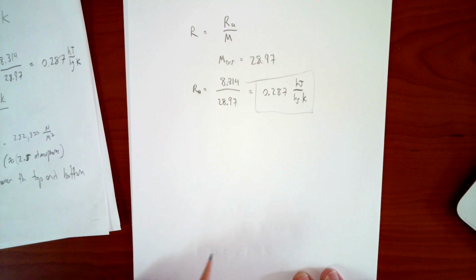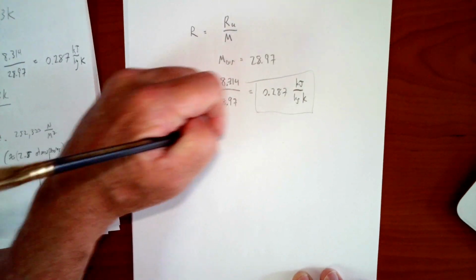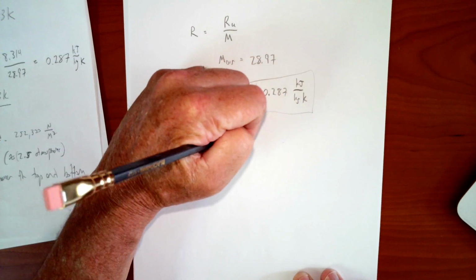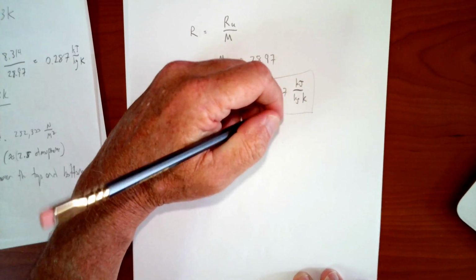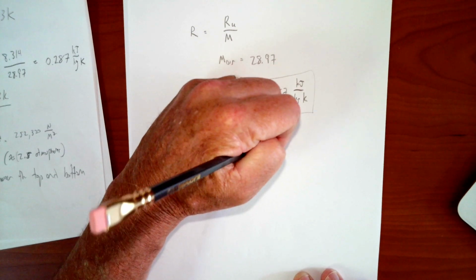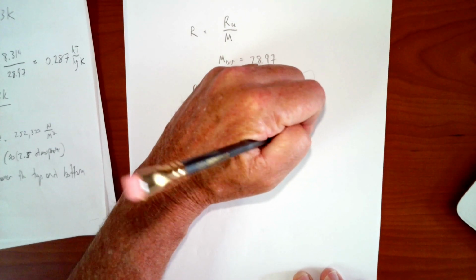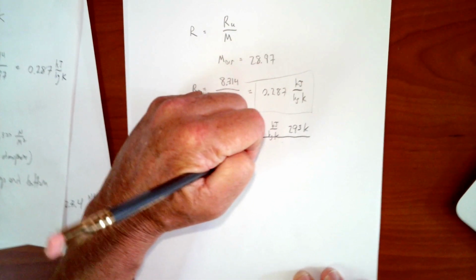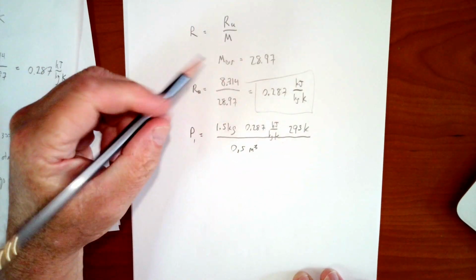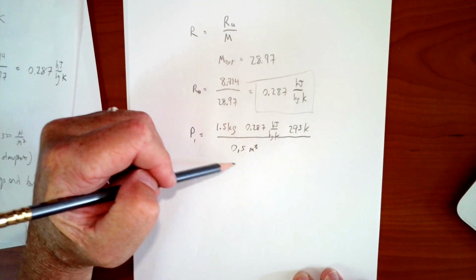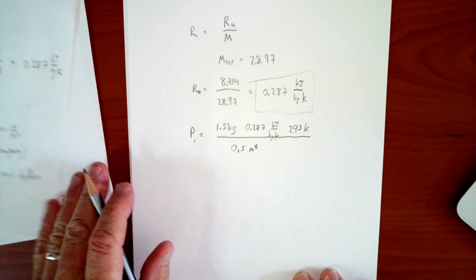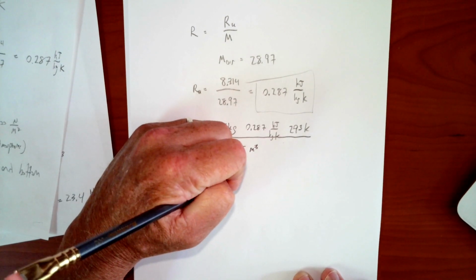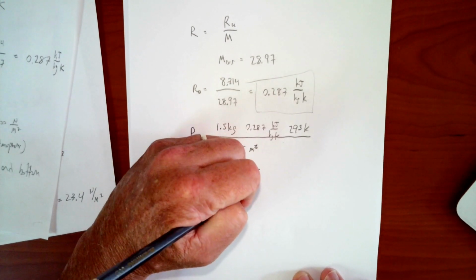So that's our R value, and we plug all that back into our ideal gas relationship. We have 1.5 kilograms of mass, 0.287 as our R value in kilojoules per kilogram Kelvin, and 293 Kelvin, and that's all being divided by the volume of 0.5 meters cubed. So this is your mRT over V, which gives you P. When you crunch that through your calculator, you get P1 equals 252.3 kilojoules per meter cubed.